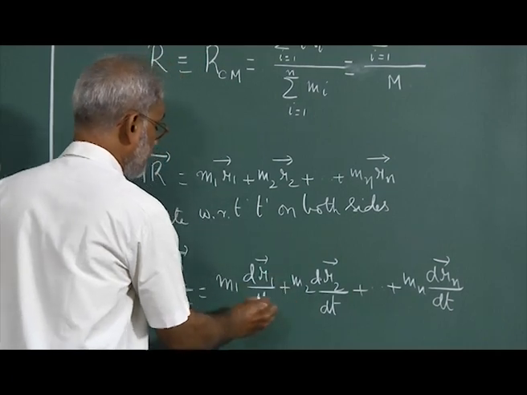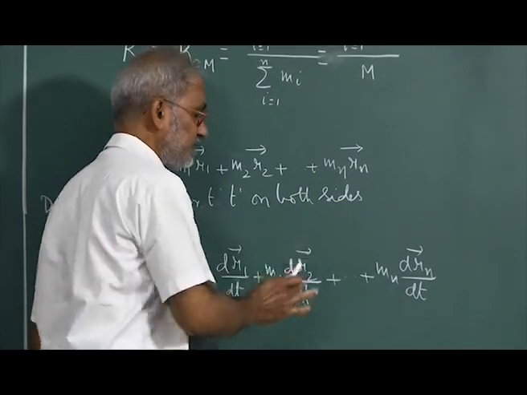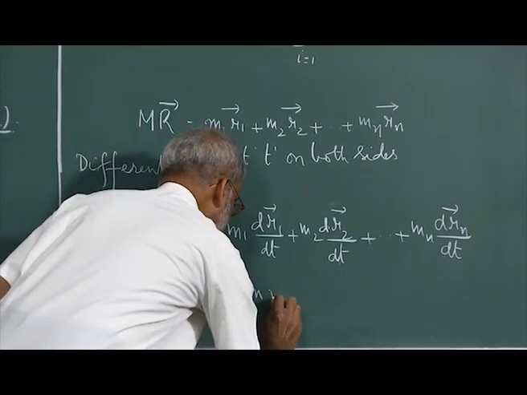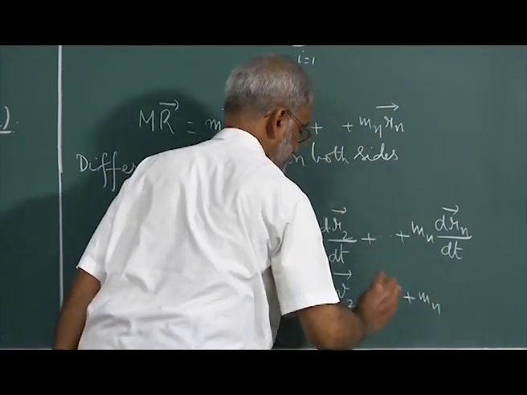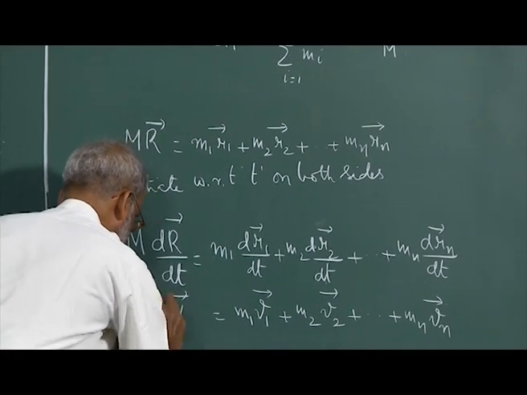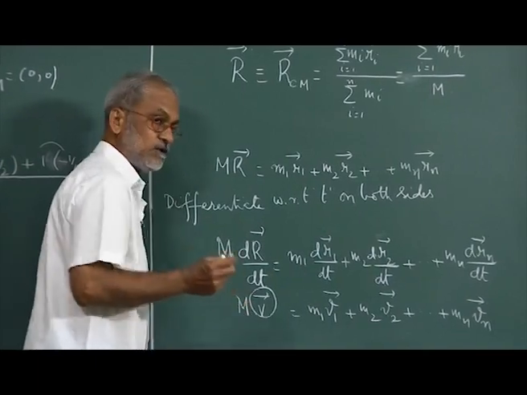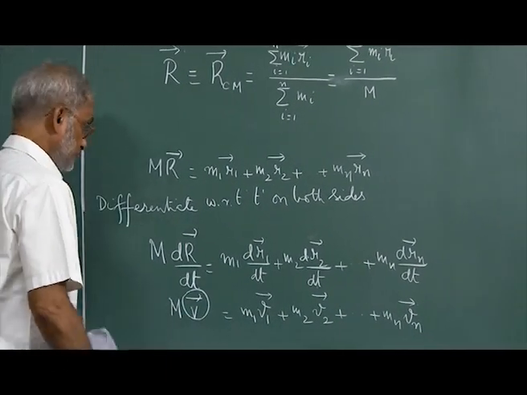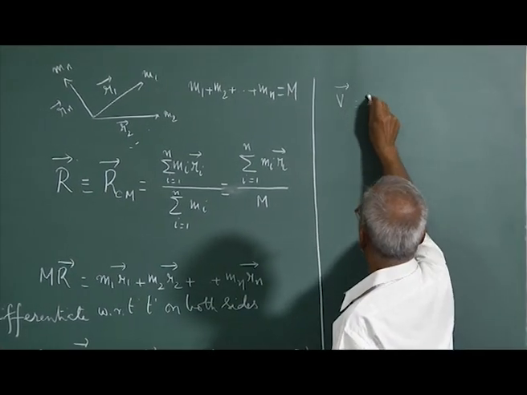So, we know that dr1 by dt is nothing but the velocity vector of the first particle. Similarly, dr2 by dt is the velocity vector of the second particle. Therefore, I can write M into velocity vector, I will call it by capital V, equal to m1 v1 plus m2 v2 etc. plus m sub n vn. Now, this dR by dt I will call capital V, sorry. What it means is that the whole mass, all these masses, are represented by capital M. Therefore, this V is the center of mass velocity. So here V is the velocity of center of mass.